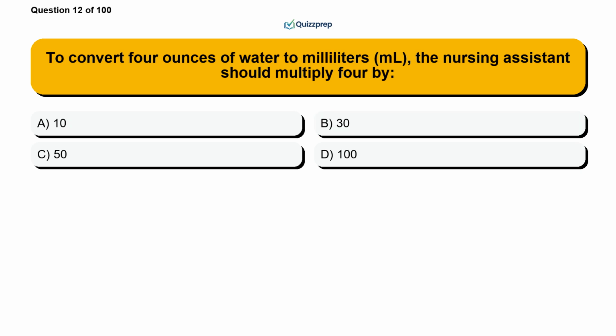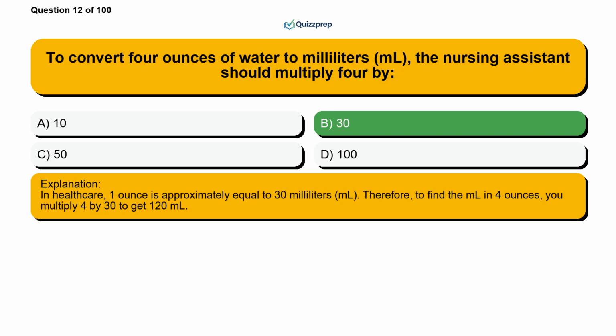Question 12. To convert 4 ounces of water to milliliters, ml, the nursing assistant should multiply 4 by, option A, 10, option B, 30, option C, 50, option D, 100. The correct answer is option B, 30. In healthcare, 1 ounce is approximately equal to 30 milliliters, ml. Therefore, to find the ml in 4 ounces, you multiply 4 by 30 to get 120 ml.